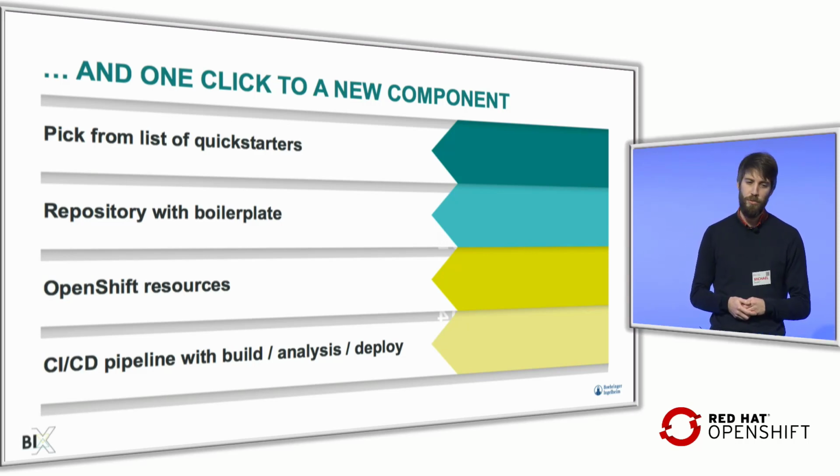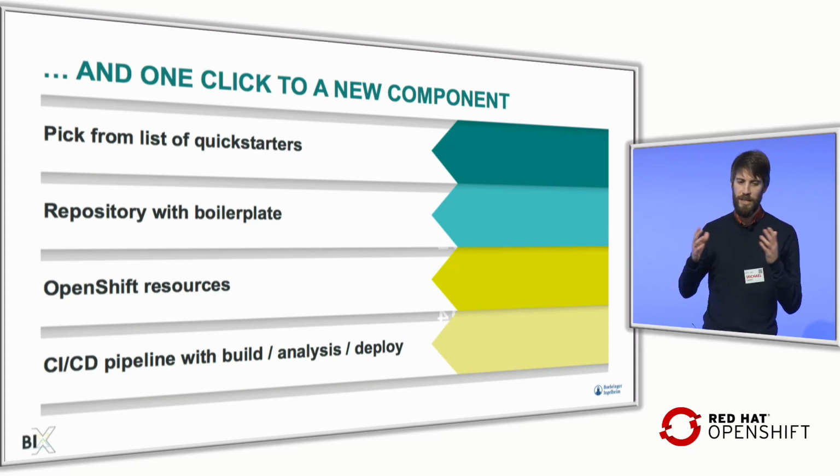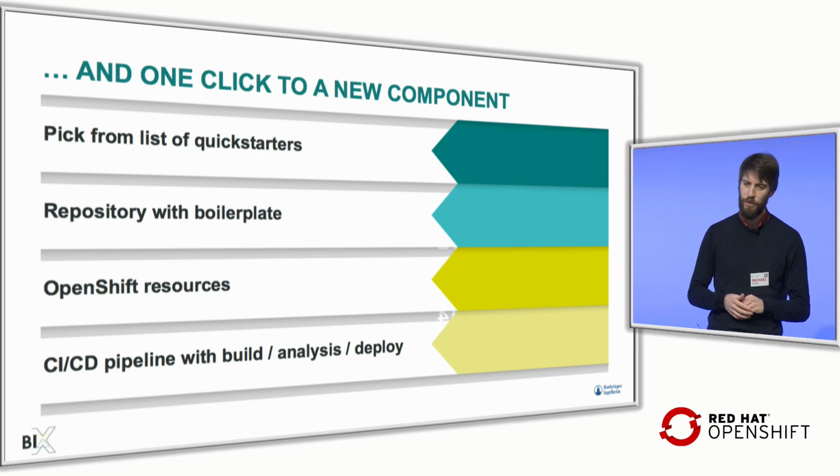You also get OpenShift resources. For example, for a Spring Boot application, you would get an image stream, a build config, a service, a deployment config, and a route. Everything will be connected and set up for you after provisioning. And you also get a CI/CD pipeline. With this provisioning, it can build the code, analyze the code, and deploy the code. Basically, after you click provisioning, everything is fully auto-deployed into the development or staging environment.